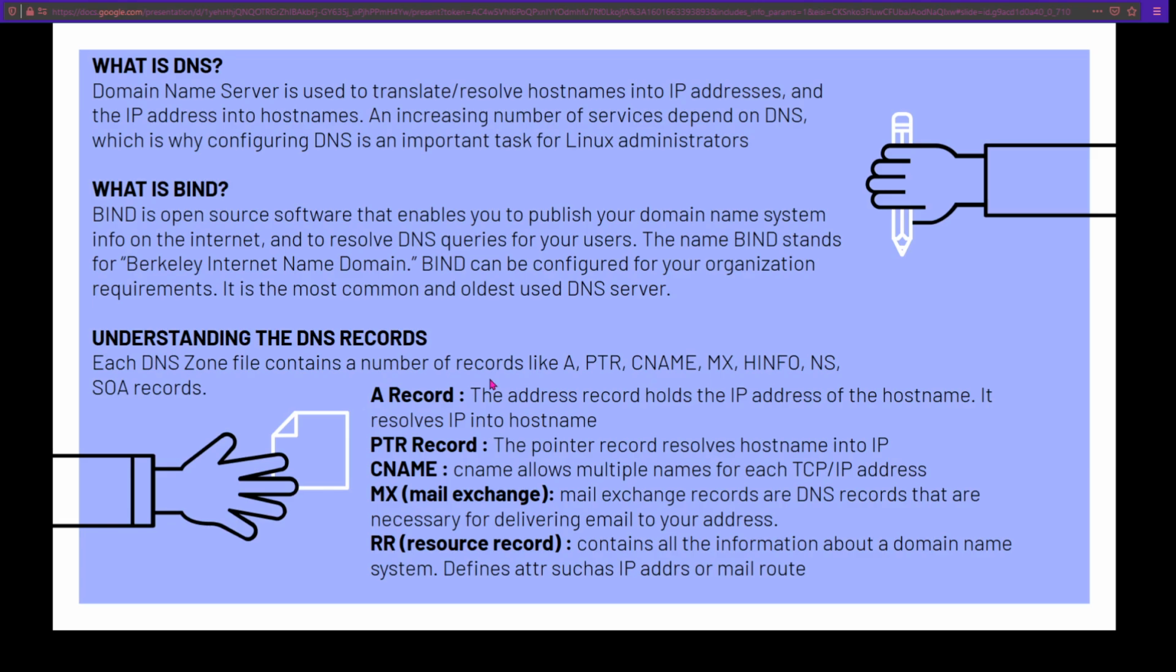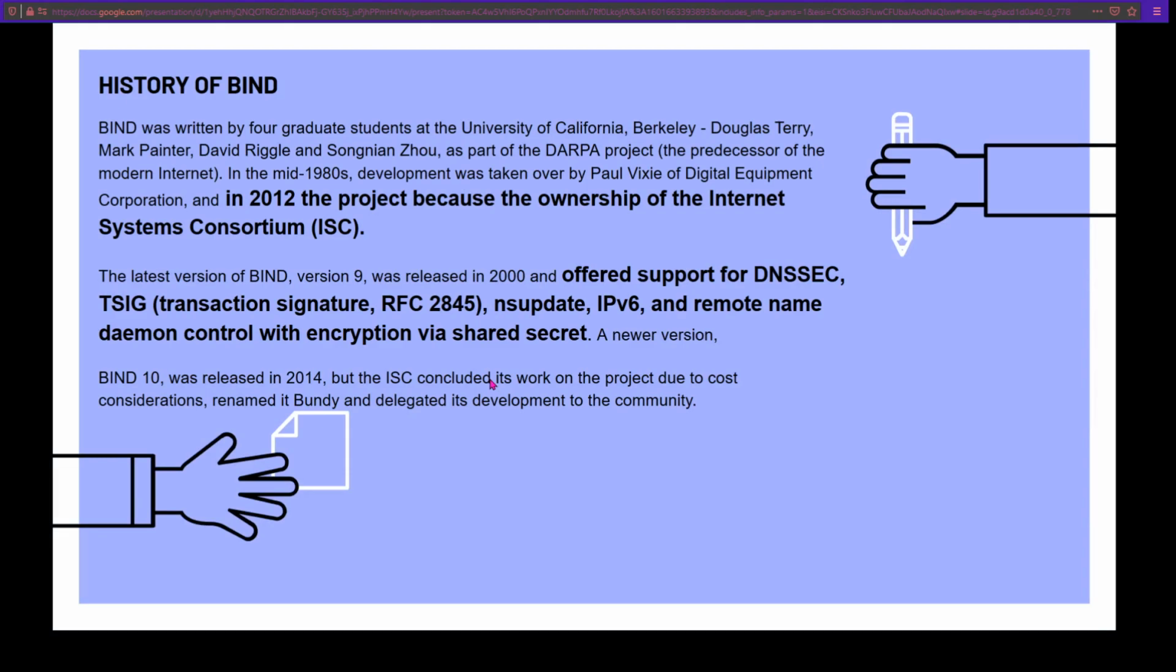Here are some terms such as CNAME, which is like an alias, A record, etc. So I won't go over the history, but I learned from this that it is part of the DARPA project in the mid 80s. And in 2012, ownership was passed to ISC. It's been forked into Bind 10. ISC is still maintaining Bind 9.